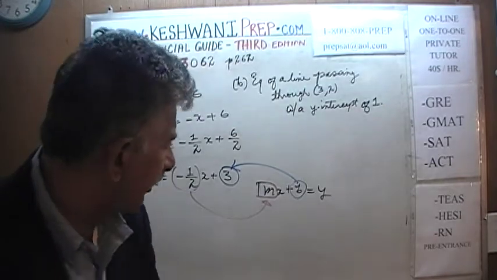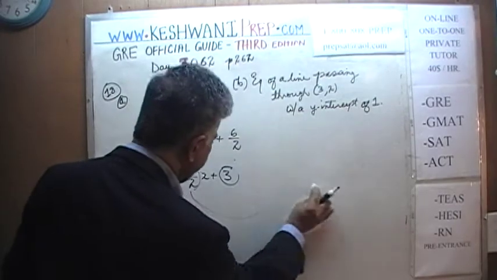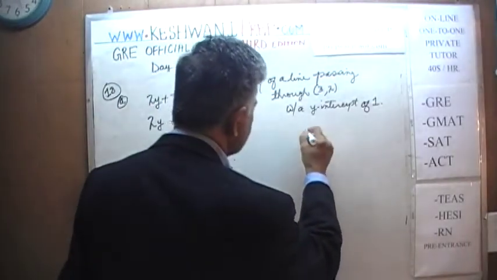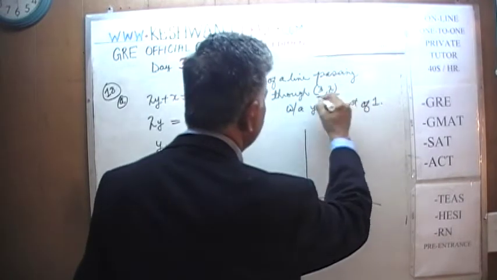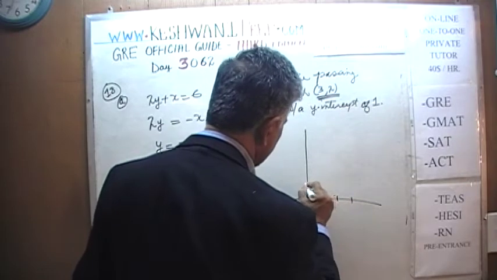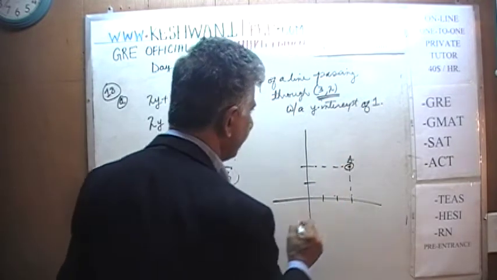Let's first find the slope. And the way we're going to find the slope is by plotting it, and for that we need the room. So I'm going to erase all of this part right here. Let's plot what we know. Well, we do know that it goes through 3, 2. It goes through this point. Let's call it point A.